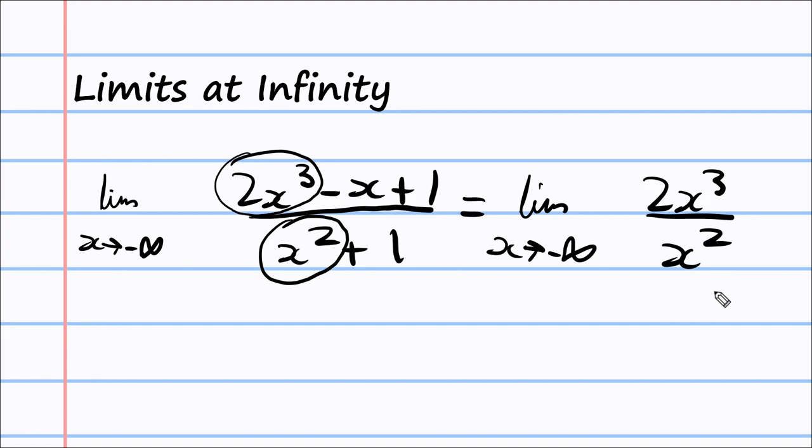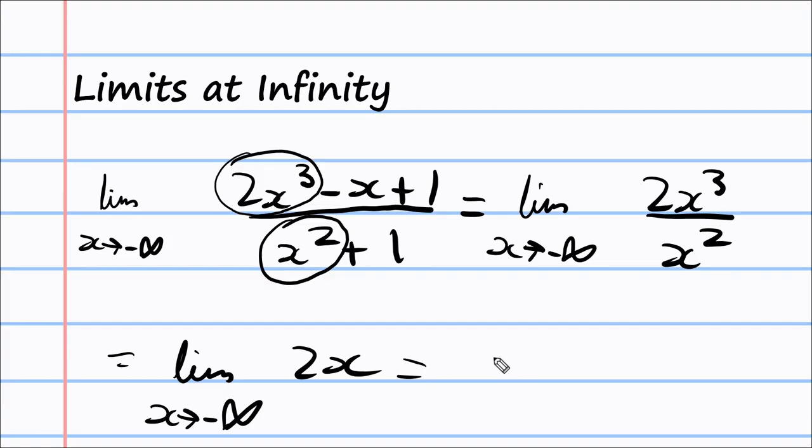This is a little easier to solve, because that is just the same as the limit as x approaches negative infinity of 2x. You cancel out the x squared from both the top and the bottom. And what does that give you? That gives you negative infinity.